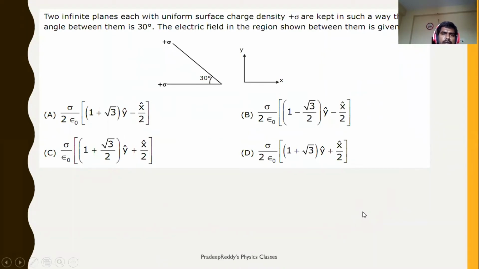Coming to the next question. This is also a JEE Mains question, which was asked in 2019. Two infinite planes, each of uniform surface charge density plus sigma, are kept in such a way that the angle between them is 30 degrees. The electric field in the region shown between them is given by dash. You are supposed to find out the electric field in between them.